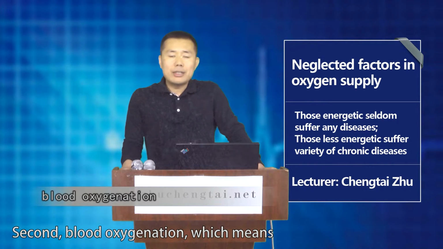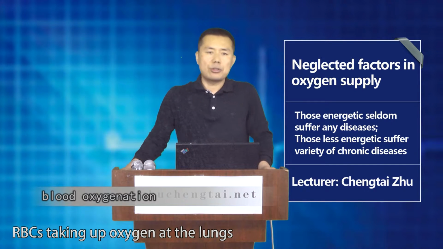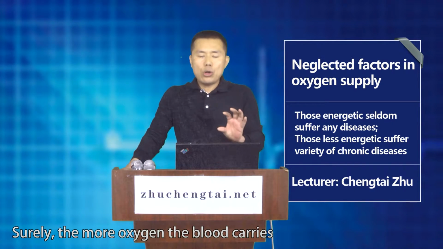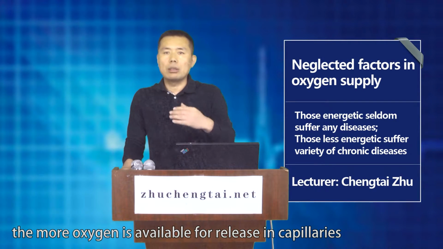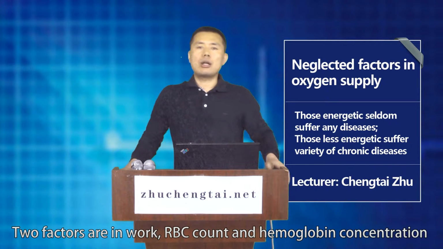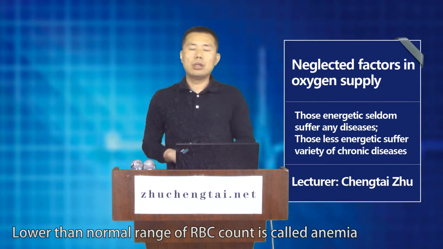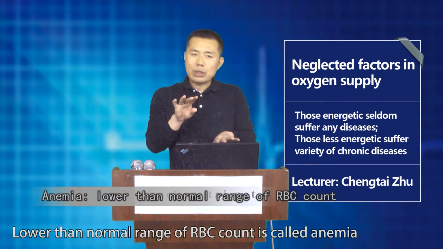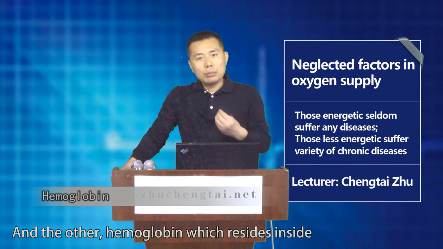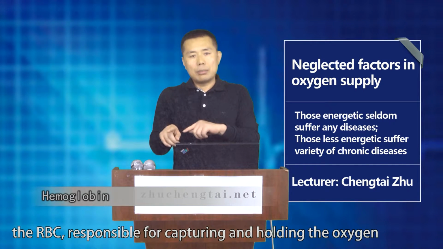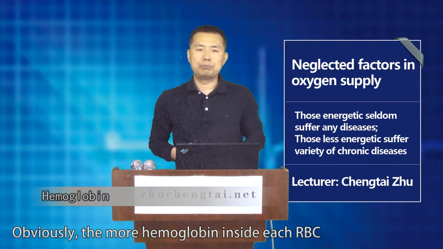Second, blood oxygenation, which means RBCs taking up oxygen at the lungs. Surely, the more oxygen the blood carries, the more oxygen is available for release in capillaries. Two factors are at work: RBC count and hemoglobin concentration. A lower than normal RBC count is called anemia. And the other, hemoglobin, resides inside the RBC, responsible for capturing and holding the oxygen.